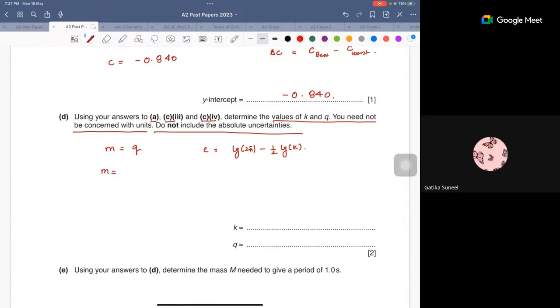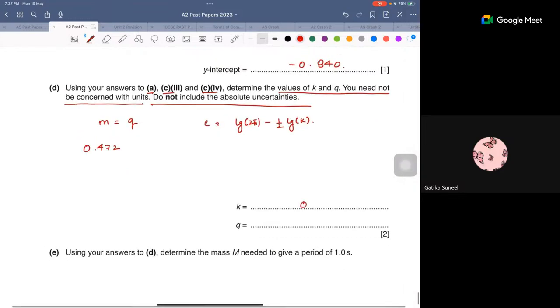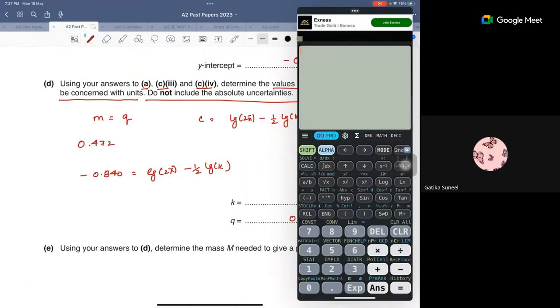So the gradient was basically 0.472, if I remember. So that would be Q. And the y-intercept was negative 0.840, equals LG 2 pi minus half LGK. So how do you do this? I'm going to basically do negative 0.840 minus log of 2 pi, which comes out to be negative 1.638, equals negative half LGK. Divide by negative 0.5, and LGK equals 3.28.